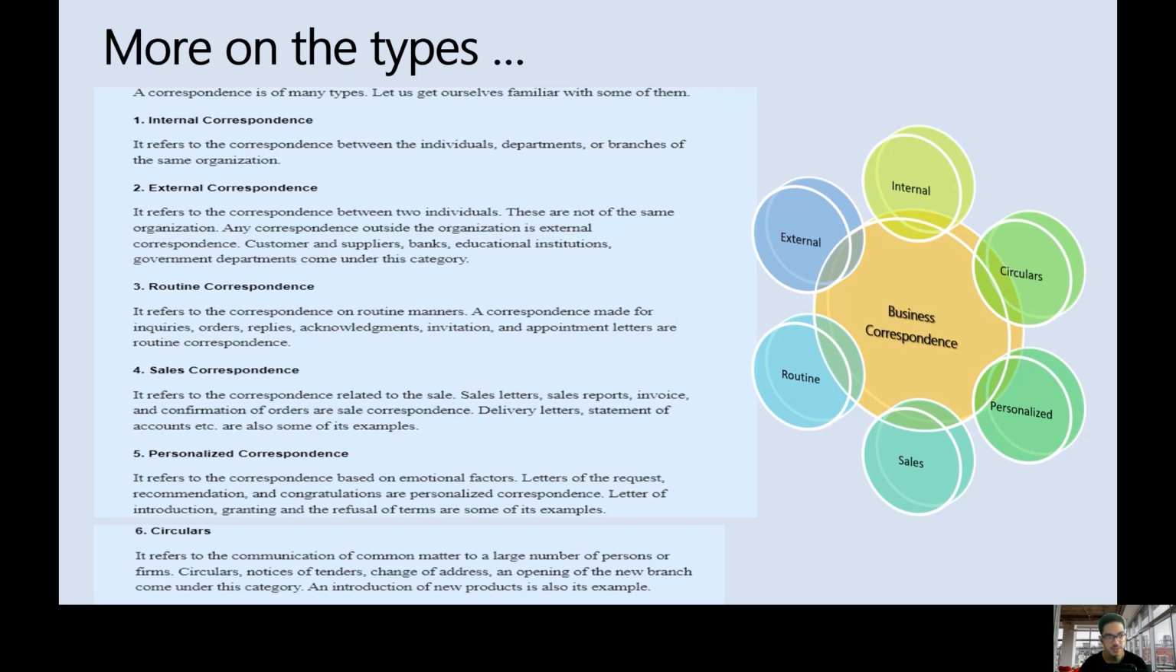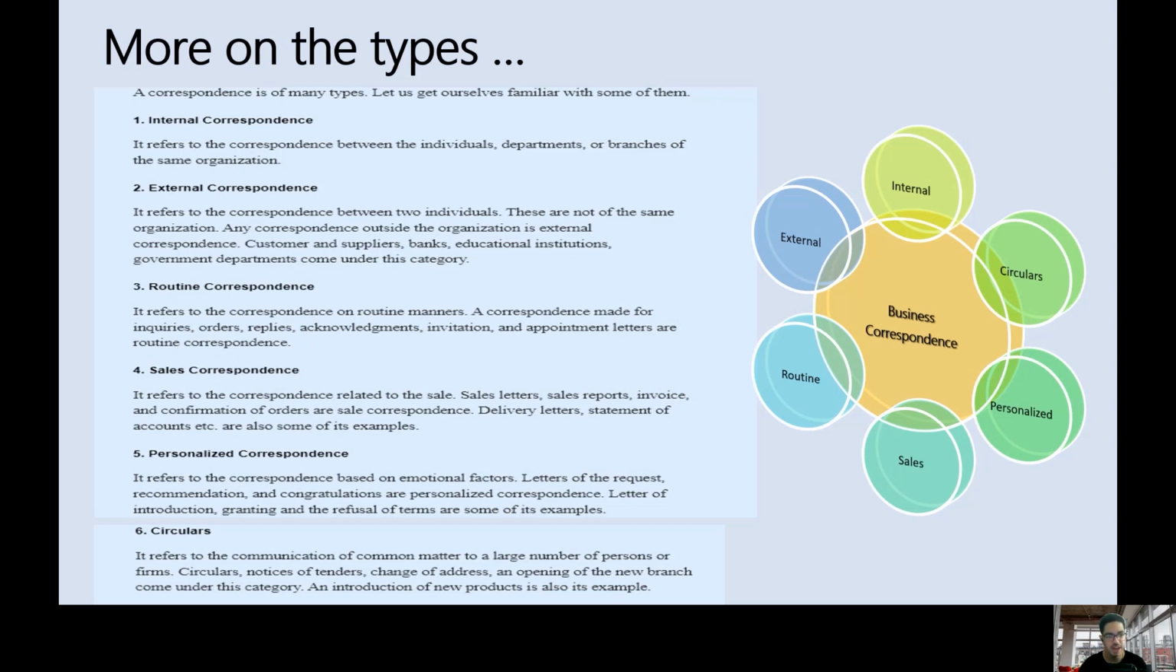Okay. So sales correspondence refers to the correspondence related to the sales. So think, like we said, if you work in sales or you work with numbers, then sales letters, reports, confirmation of sales. If you're running an online business, for example, think something like Amazon. Looking at these is very important, and getting confirmation for the sales of products and stuff, statements and accounts fall under this category.